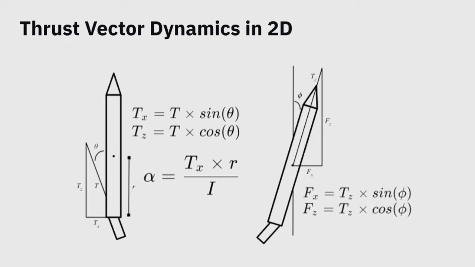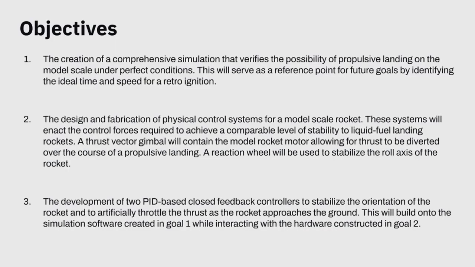This, however, creates a horizontal thrust component which will cause the rocket to rotate about its center of mass. So to counteract this, the thrust is diverted in a circular pattern with the divert radius changing as the rocket approaches the ground. To organize the methods for this project, I divided up all the procedures into three main objectives.